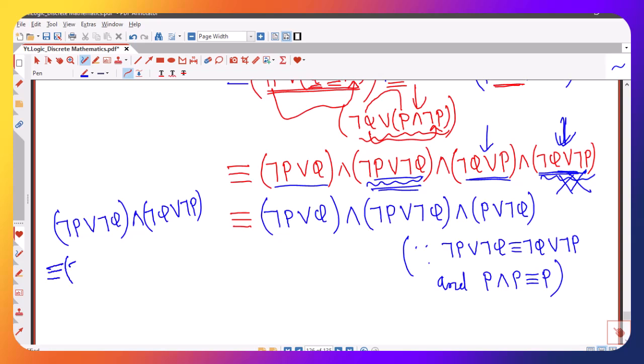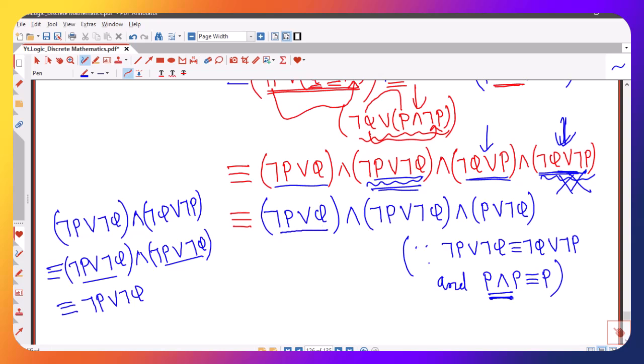Now this is logically equivalent to negation P or negation Q, and using commutative law, this I can rewrite as negation P or negation Q, and using this property I can write this as negation P or negation Q. I have used this property here: P and P is logically equivalent to P.